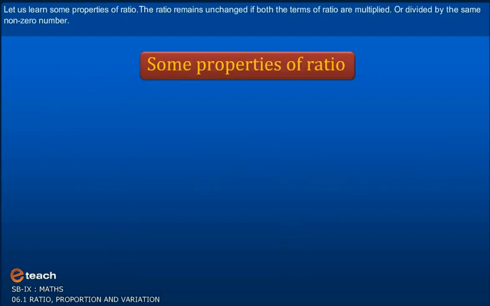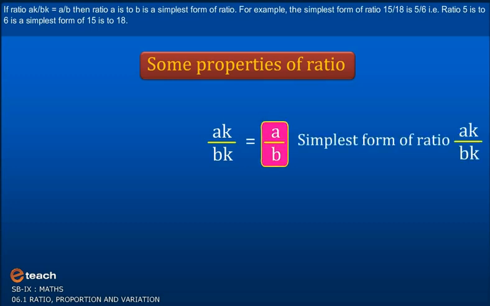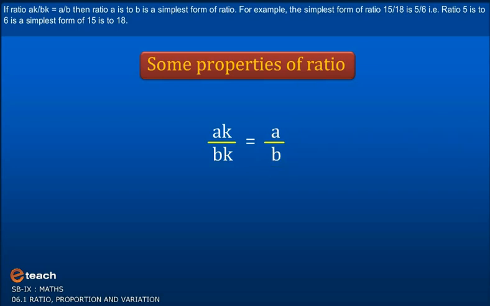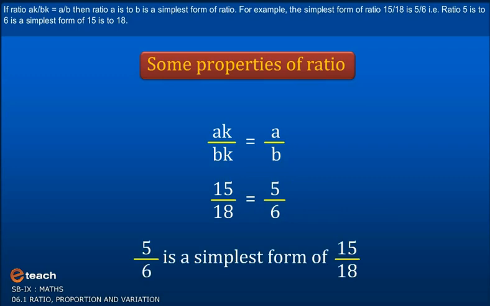Now let us learn some properties of ratio. The ratio remains unchanged if both the terms of the ratio are multiplied or divided by the same non-zero number. If ratio AK by BK is equal to A by B, then ratio A is to B is the simplest form of ratio. For example, the simplest form of ratio 15/18 is 5/6. That is, ratio 5:6 is the simplest form of 15:18.